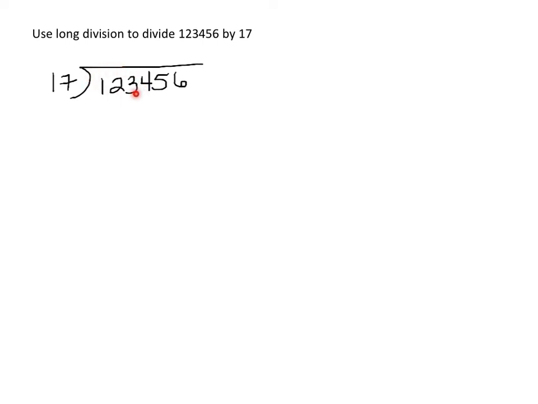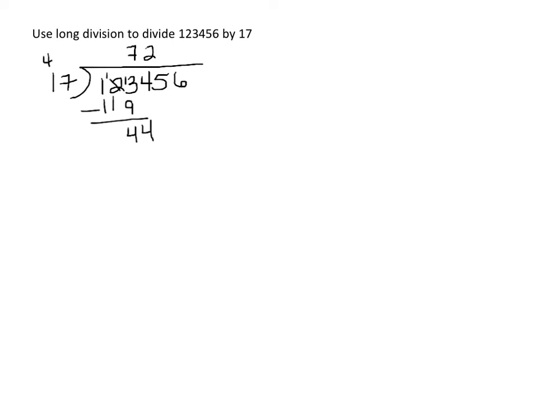So I need to look at this 123, and how many times does 17 go into 123? Well, I happen to know that that's 7, and we put the 7 right on top of the 3, and then we multiply. 7 times 7 is 49, carry the 4. 7 times 1 is 7, plus 4 is 11. And now we subtract. 13 minus 9 is 4. Drop down the 4. And then I say, okay, well, 44 divided by 17, that's going to be 2.